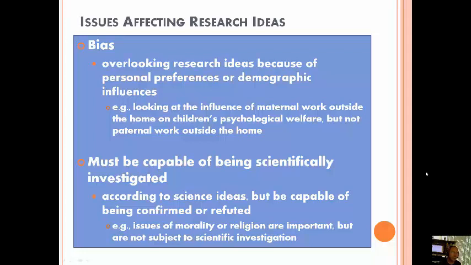So for example, we're looking at the influence of maternal work outside the home on children's psychological welfare, but not paternal work outside the home. So the whole sphere of influence has to be taken into effect. And any research has to be capable of being scientifically investigated. So as it says here, quoting science ideas, they have to be capable of being confirmed or refuted.